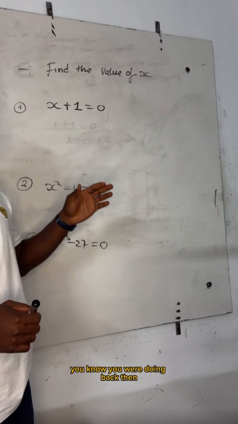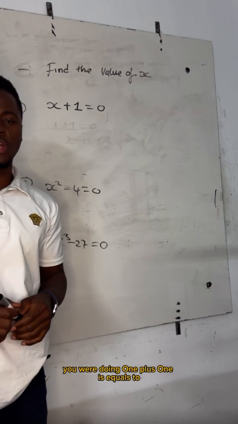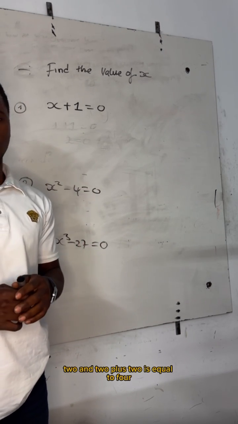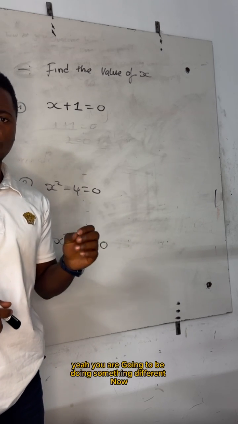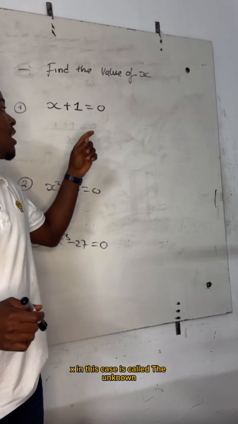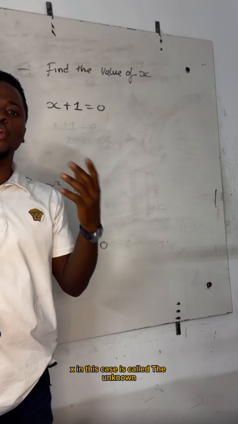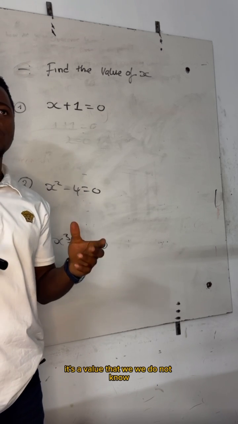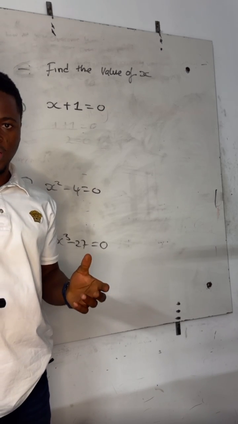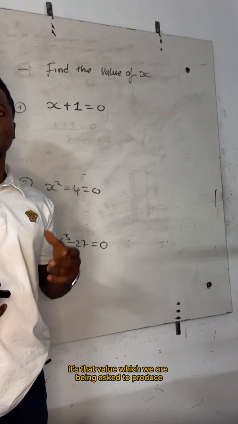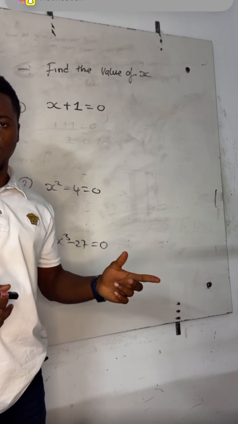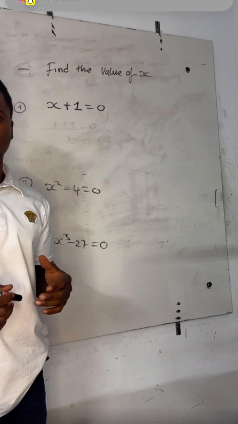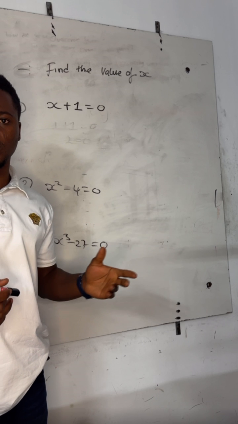You know, back then you were doing 1 plus 1 is equals to 2 and 2 plus 2 is equals to 4. Here you are going to be doing something different. Now x in this case is called the unknown. It's a value that we do not know. It's that value which we have been asked to reproduce. We have been given a certain equation to reproduce.